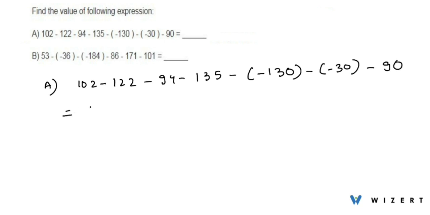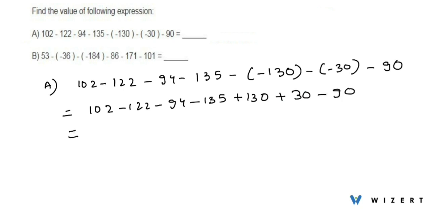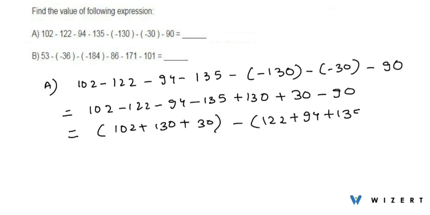So let's simplify it. 102 minus 122 minus 94 minus 135, and minus of minus 130 will give 130. Similarly, minus of minus 30 is plus 30. So minus 90. If we take the positive part together and the negative part together, we'll get this. And after that we will just do the addition and finally we'll subtract these two additions that I have written in the bracket. So this addition will be equal to 262, and this addition will be equal to 441.